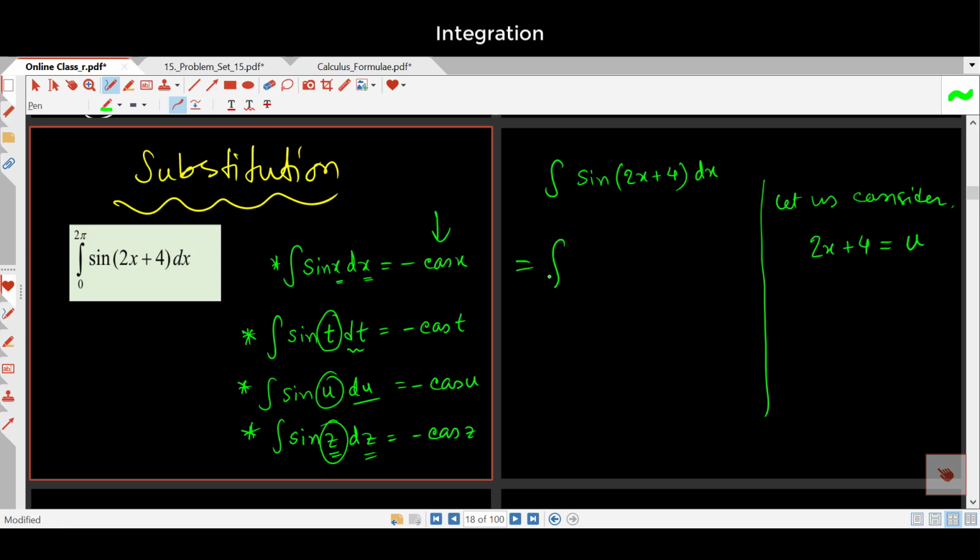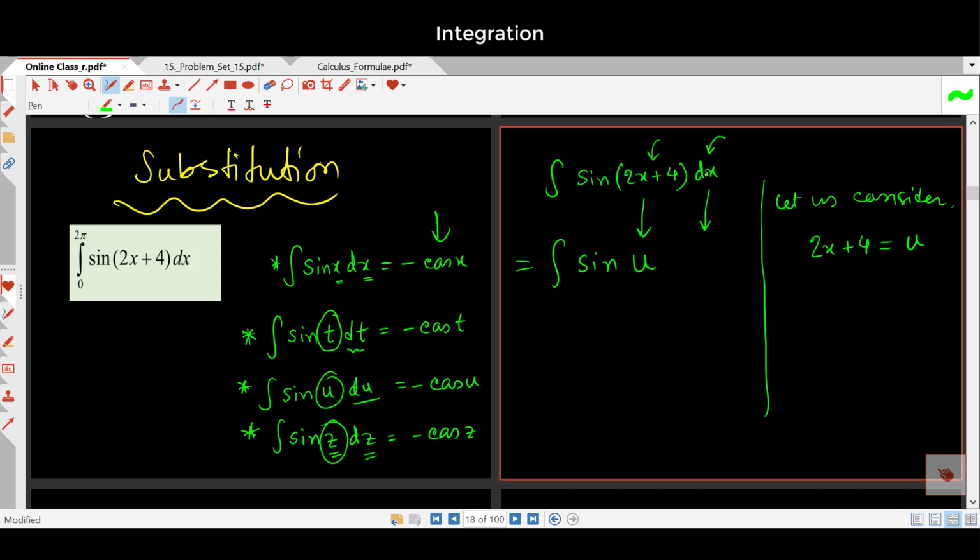So what is the change in the integration? It will be sine u. So instead of 2x plus 4 we are writing u. We are converting the x variable to the u variable. Therefore it should be obviously something like du, not dx. So you also have to find the conversion of dx. What will be the result of dx? You need to find it too.